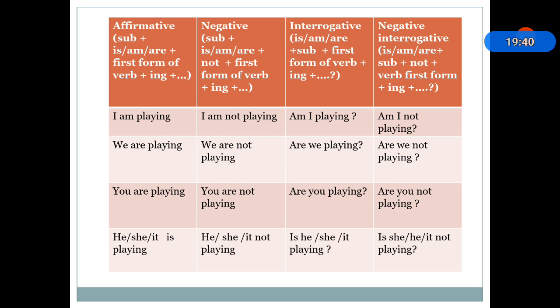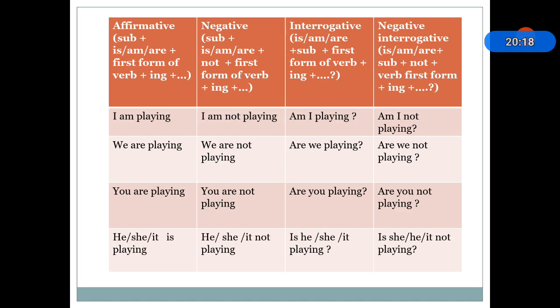Here you can see with "I" we have used "am": I am playing. With "we", that is first person plural, we have used "are", and with the second person "you", again we have used "are". So you can see the difference, and because it is continuous, you add "ing" to the first form of verb. And for the third person singular, we use "is".